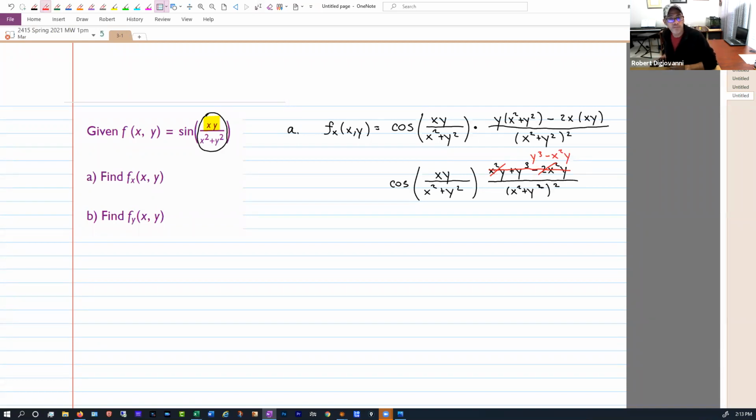Is that all right? And that's what they wanted, right? They're not telling us to plug in a specific point. They just want the general derivative. That's it. No questions?